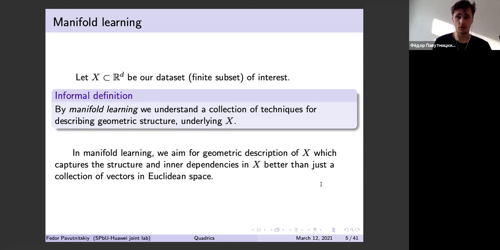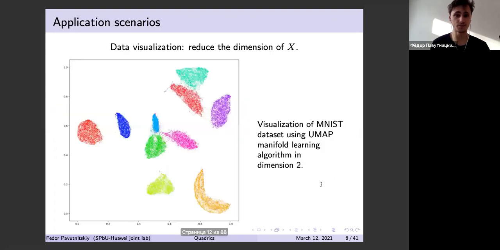Of course, it's just one possible way to describe this inner nature of the data. Another way is to use some statistical terms, some distributions. For this talk, we'll be taking a geometric perspective. And in manifold learning, we believe that this geometric description captures the interdependencies between points, the underlying structure of X, better than just a collection of vectors. So the structure of X as a collection of vectors is insufficient for us to work with this data set.